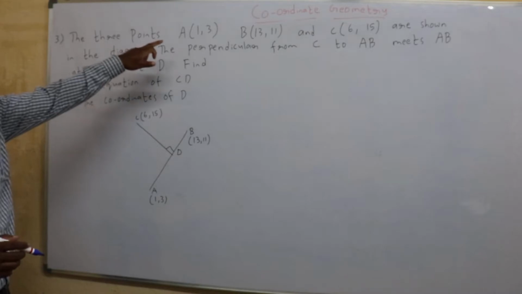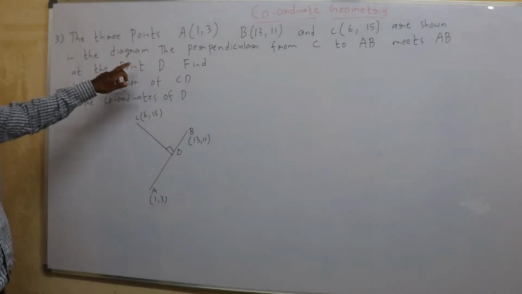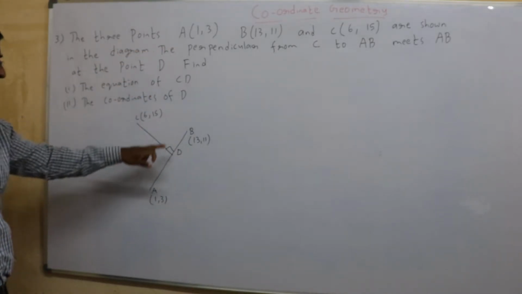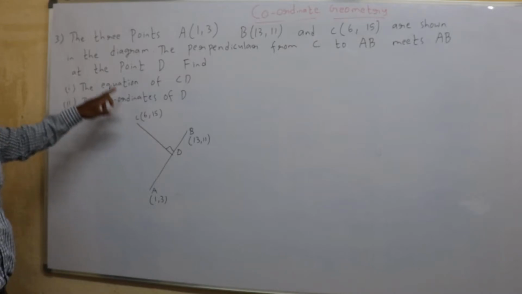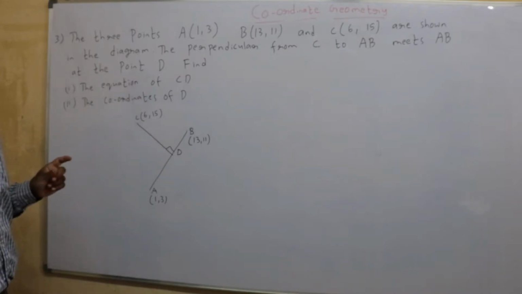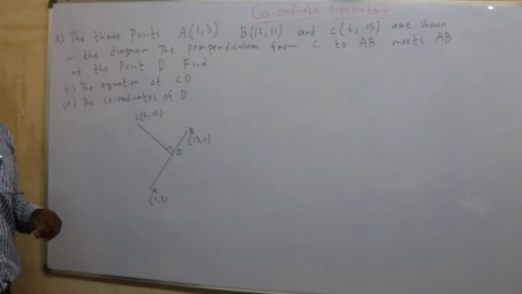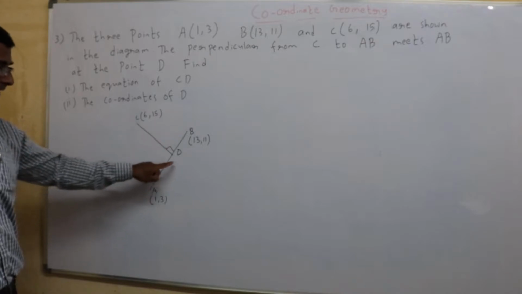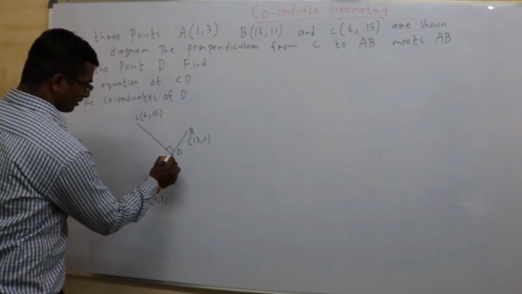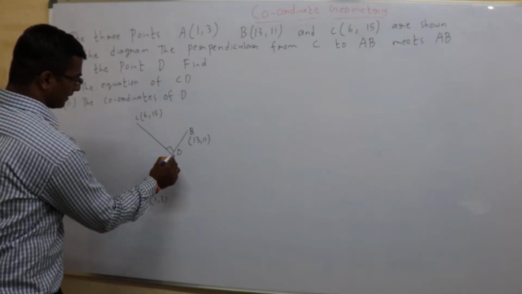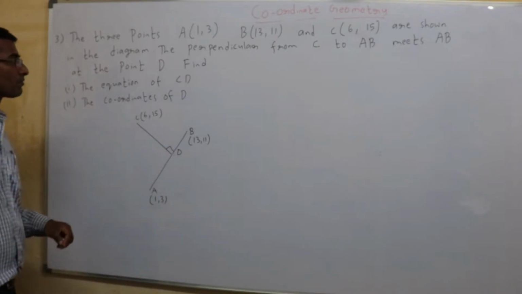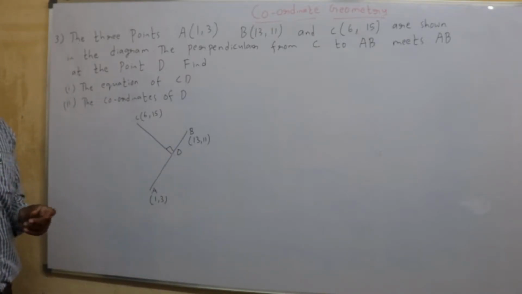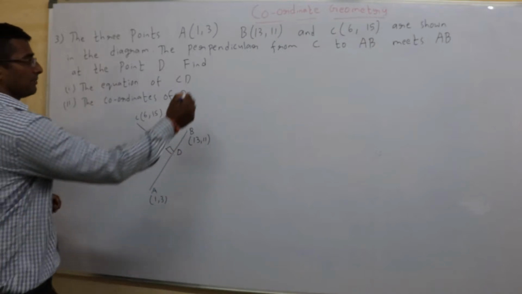The 3 points A, B, C are shown in the diagram as you can see. The perpendicular from C to AB meets AB at the point D. This perpendicular is meeting the AB line at D. So this is that point D. Find the equation of CD. First bit.